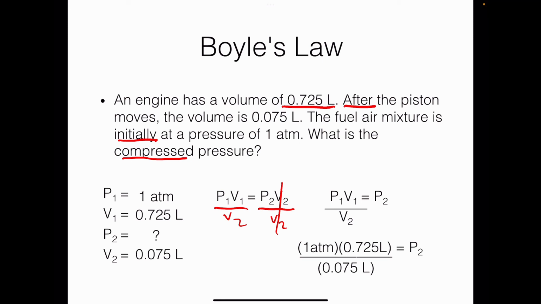And remember, what we expected to happen here, since the volume decreased, is an increase in pressure. And in fact, we see that the pressure went from 1 atm to 9.67 atm. Again, the unit we put in is the unit we get out.